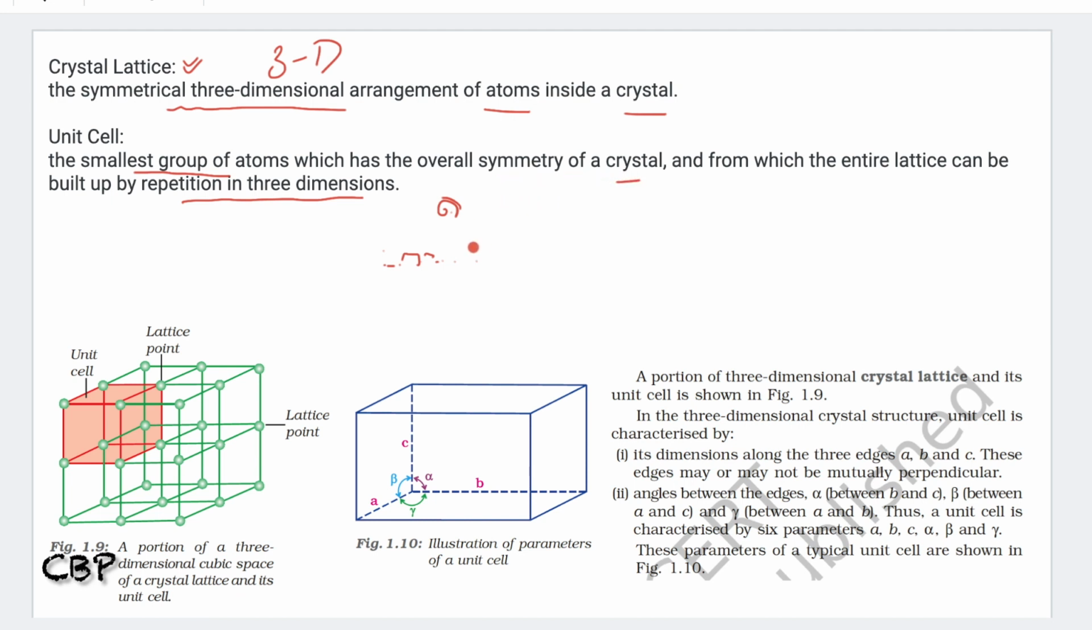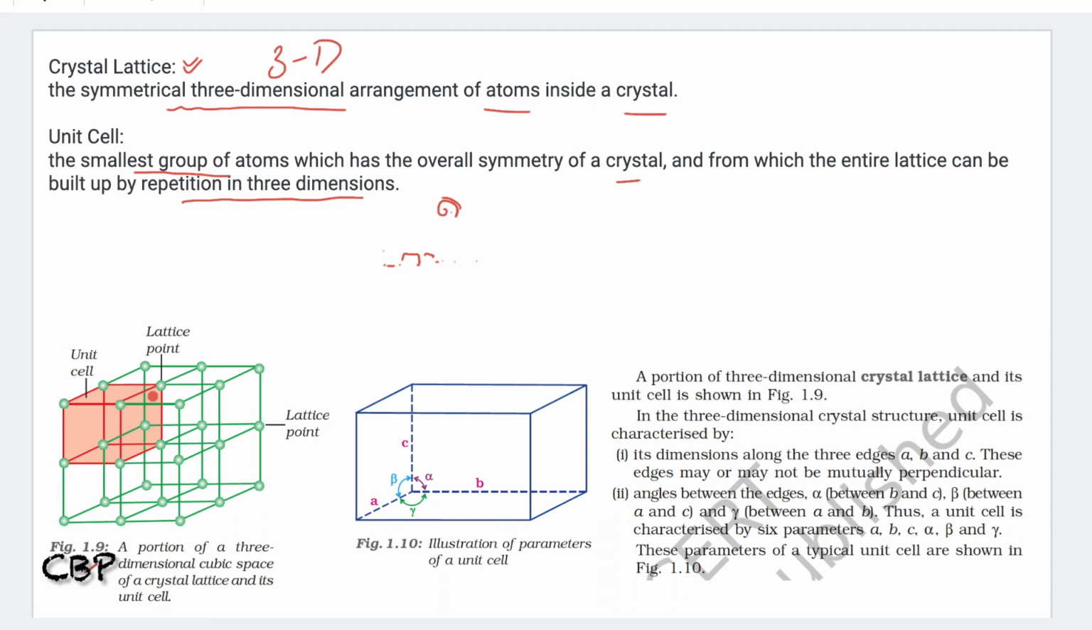Means when we have to study the structure of that crystal, then we have to study only one unit cell of it, because the whole crystal is built up by the repetition in 3 dimensions of this unit cell. Now a portion of three-dimensional crystal lattice and its unit cell is shown in figure 1.9. Like in this figure, this is a crystal and this is a unit cell. In the red portion we are showing that this is a unit cell and these are lattice points that are present.